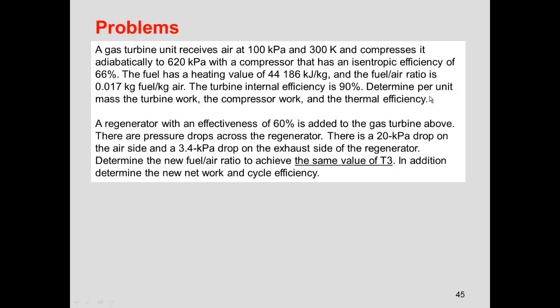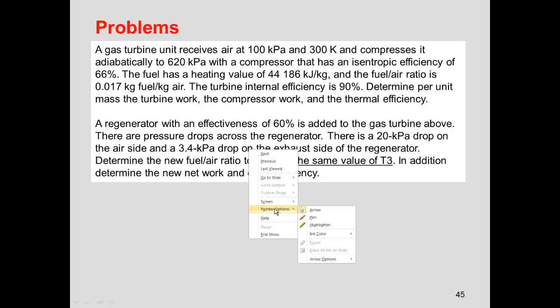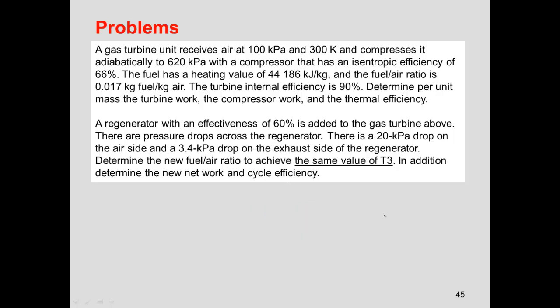We are asked to determine the work per unit mass of the turbine and the compressor and the thermal efficiency. So far it's the same as what we have seen, but then we are asked to introduce a regenerator with an effectiveness of 60%. We are asked also to consider pressure drop. For this first analysis, what we are going to do is neglect it.